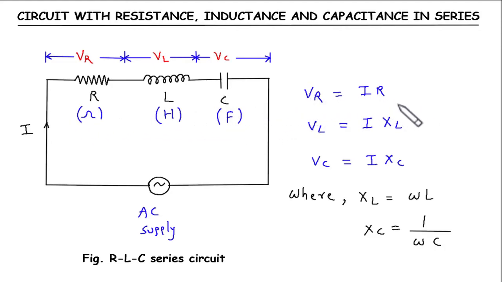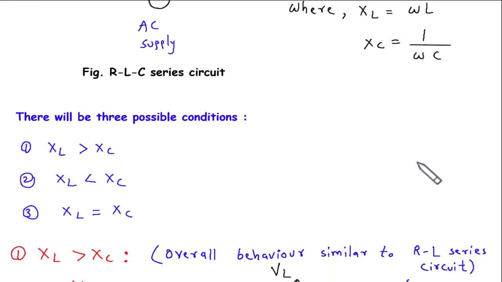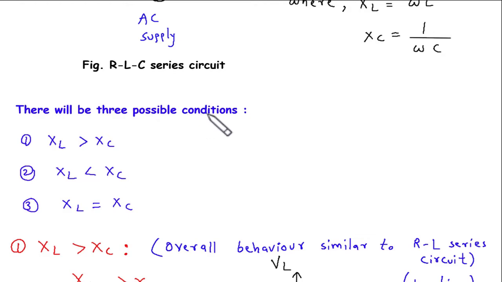Now VR is equal to I into R. According to Ohm's law, voltage is equal to current into resistance. Now VL is equal to I into XL. VC is equal to I into XC. This XL is the inductive reactance, XC is the capacitive reactance. XL is equal to omega L and XC is equal to 1 upon omega C. This omega is the angular frequency. Now there will be three possible conditions. Either XL is greater than XC or XL is less than XC or XL is equal to XC.